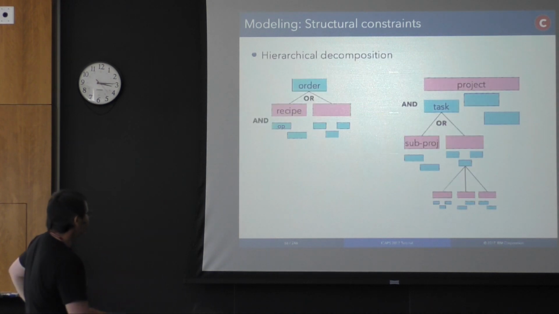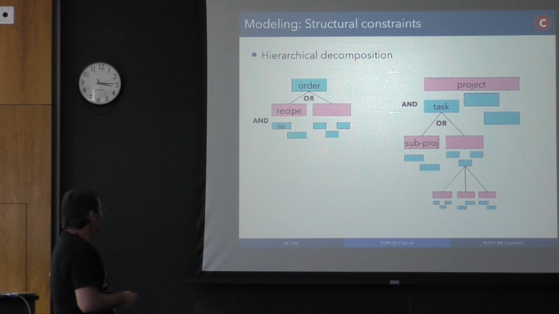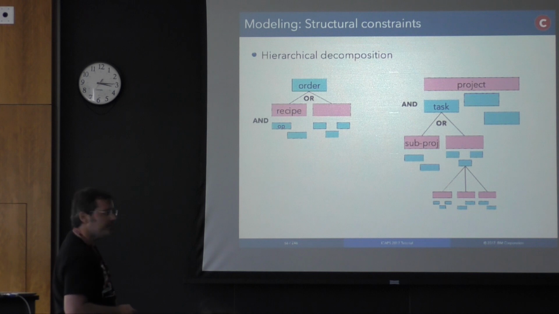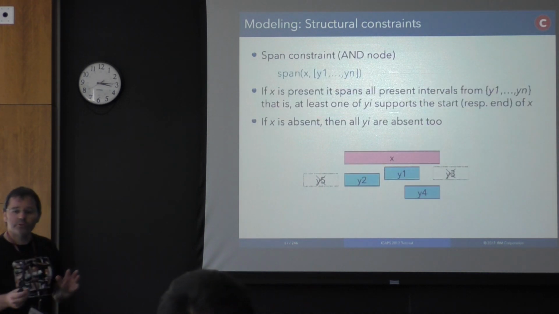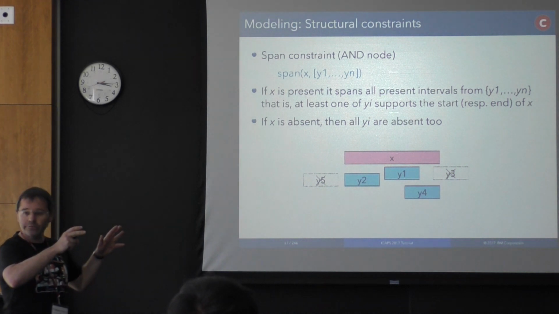And this is what we say here. So you have an order, then you need to select one recipe, and then for a recipe, if you select this one, then you will have these operations. If you select this one, then you will have these operations. So for that, we have two types of constraints. What corresponds to the AND is the notion of span.